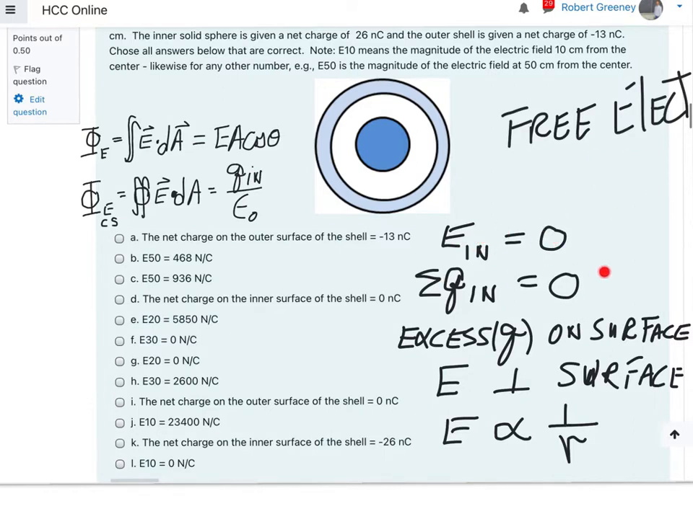And so what happens automatically in static equilibrium is any excess charge has to be on the surface of the conductor. So there's no field in the conductor, but the excess charge will be on the surface. The electric field lines leaving the surface have to be perpendicular to the surface. Otherwise, charges would be moving along the surface. And finally, the electric field on a conductor is going to be inversely proportional to the radius of curvature of the conductor at any point.